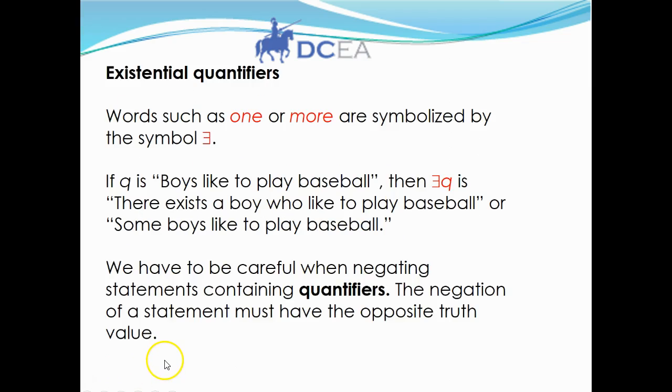We also have existential quantifiers. Words such as one or more are symbolized by the backwards symbol E. If Q is boys like to play baseball, then this symbol in front of Q is there exists a boy who likes to play baseball, or some boys like to play baseball.